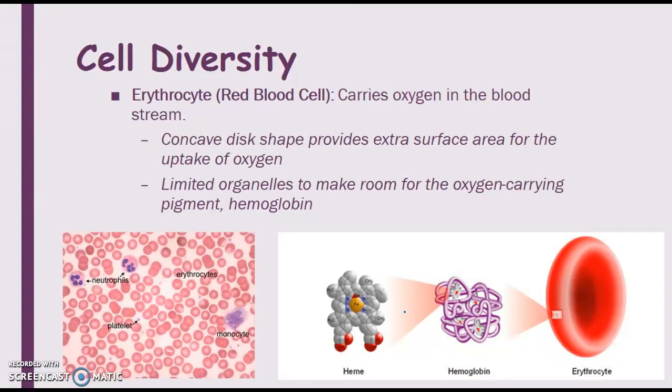Erythrocytes, or red blood cells as you commonly know them. Erythrocytes are very round cells and they don't have a lot of organelles in them. They have a really short lifespan too. They don't live for very long.